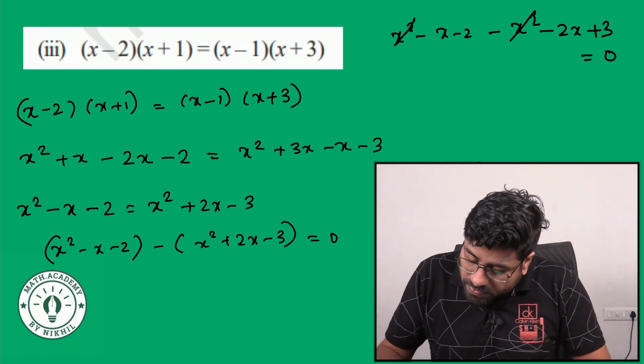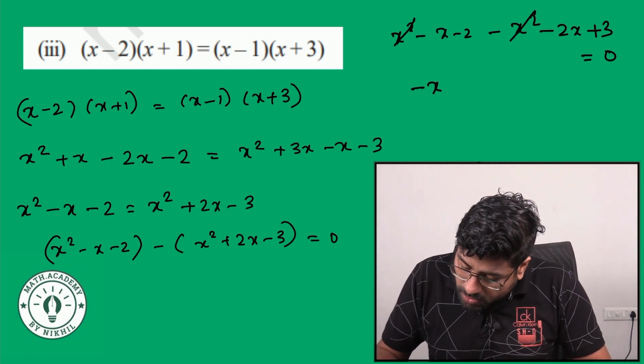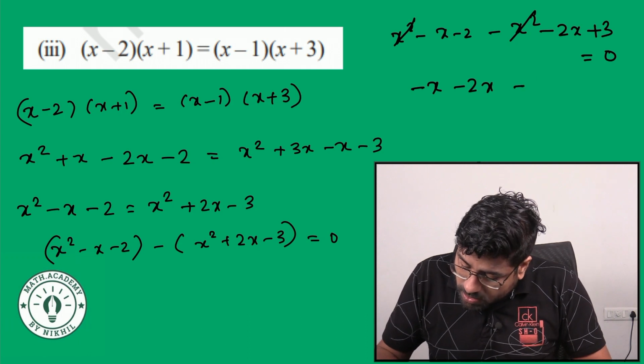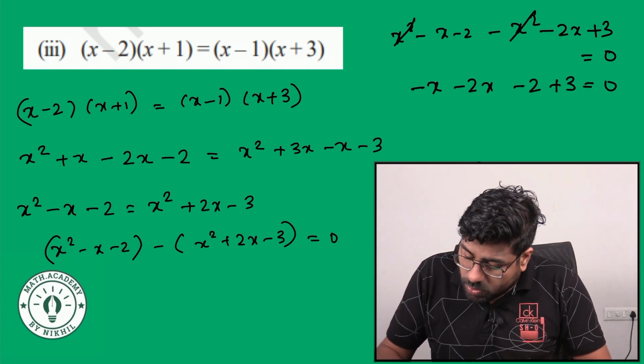You can cancel off the x square. So this is going to be minus x minus 2x minus 2 and plus 3 is equal to 0.